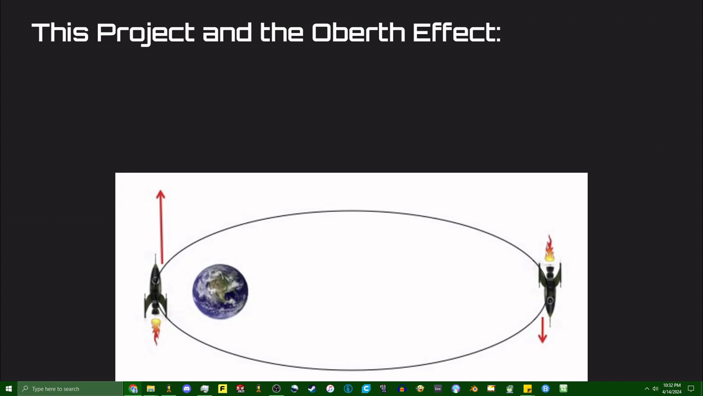The Oberth effect. I don't want to get into it too much, but because of weird physics, when you get closer to an object of significant mass, like the Earth or the Moon or Jupiter or whatever, you can use that to get a more significant change in your velocity. So another way to save delta V is to get really close to an object when you do your burns if possible.